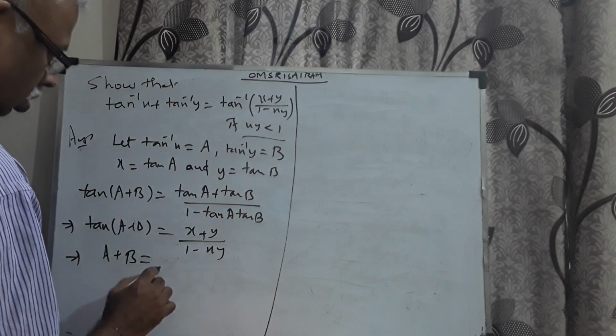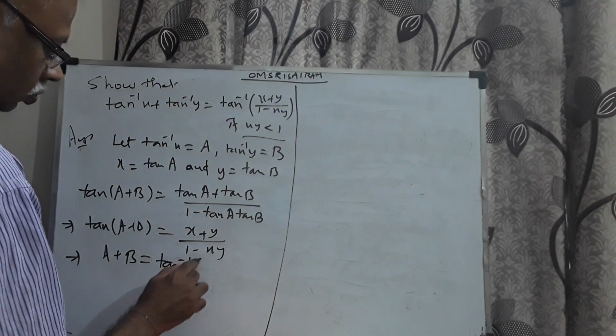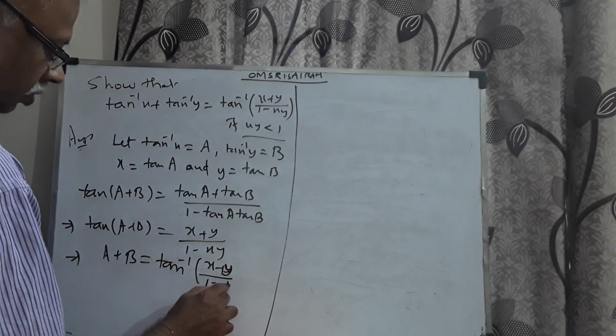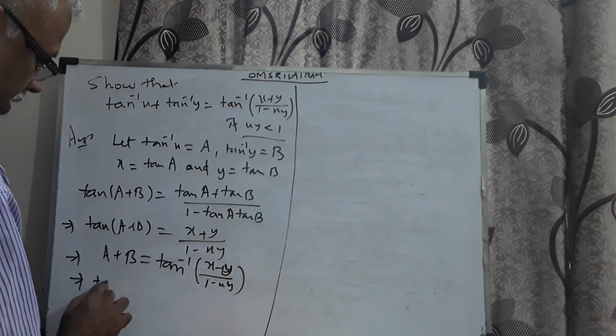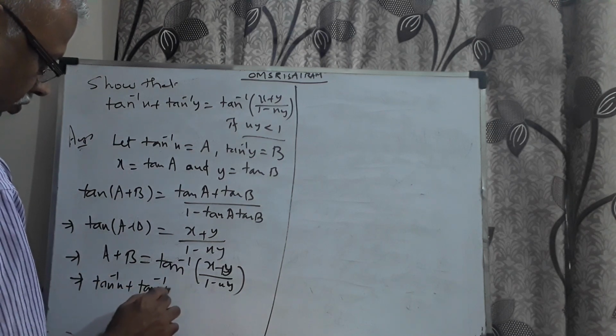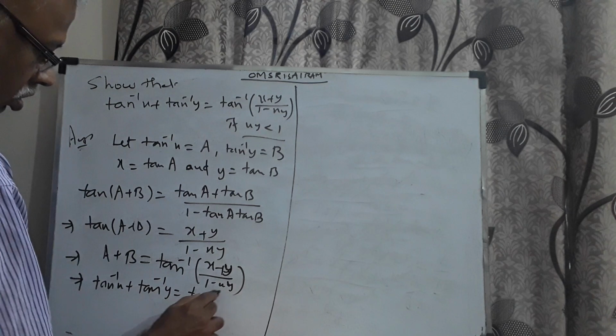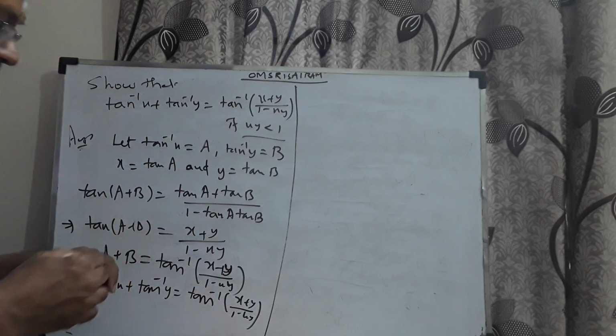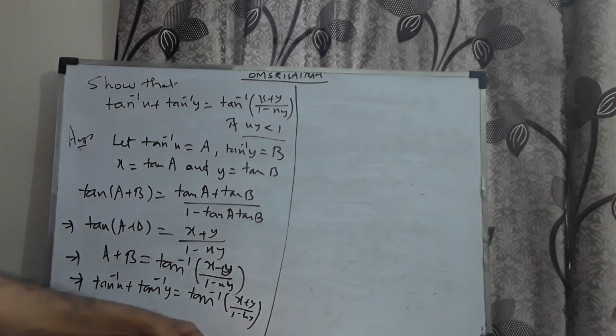which will imply a plus b is equal to tan inverse of (x plus y) by (1 minus xy), which will automatically imply tan inverse x plus tan inverse y is equal to tan inverse of (x plus y) by (1 minus xy). Let me just recall the proof once again.